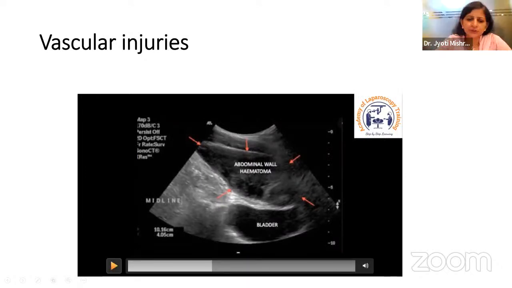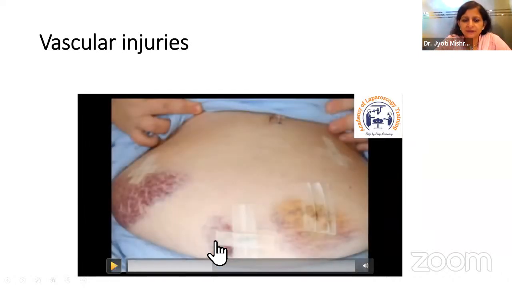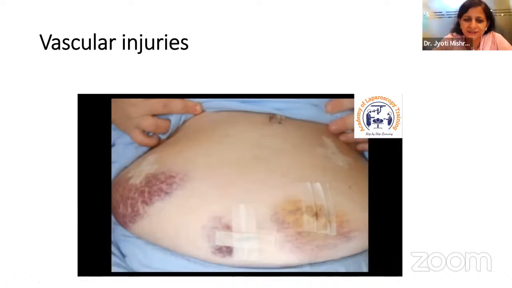Now coming to vascular injuries. Some days after this, when you go for rounds, you find this picture. It's quite horrifying. We have been assuring the patient it will be a smooth surgery, and then next day you see this. So what do we do? What are these lesions? Dr. Vandana?